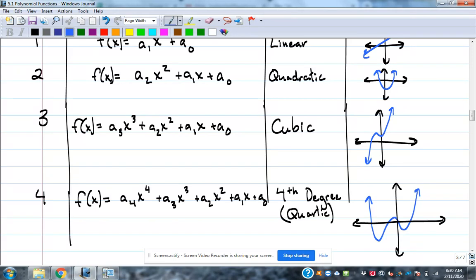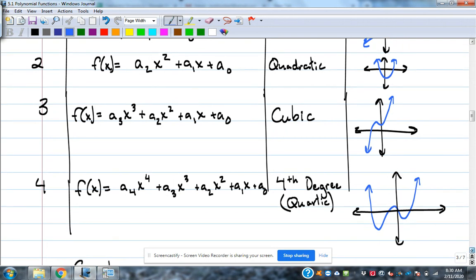Okay, so if you remember those things, 4th degree and 3rd degree do the same things. 5th degree does the same things. 17th degree does the same things that a 1st degree does, as far as directions of the end behavior goes. Okay, 22nd degree does the same things that a quadratic does, as far as end behavior goes. A lot of twists and turns in between, but the end behavior does a similar thing. So that's something that you got to keep in mind as we go here.